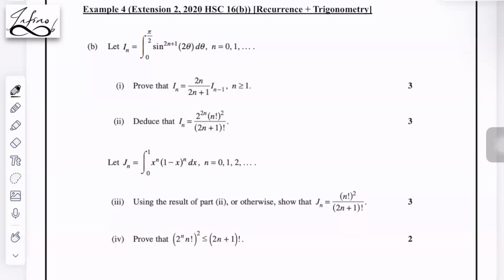We have finally come to the last question of the pack, example 4, which is extracted from the 2020 HSC question 16b. For those of you who may know, this question is the last question in that 2020 paper, and that's why a lot of students said this question is a big boss question, which honestly it is. Imagine sitting in the examination under time pressure to finish this question as the last one. It is not an easy task.